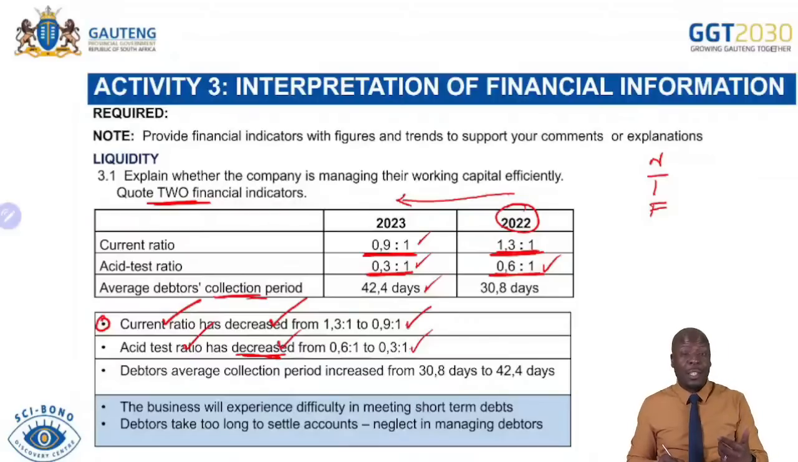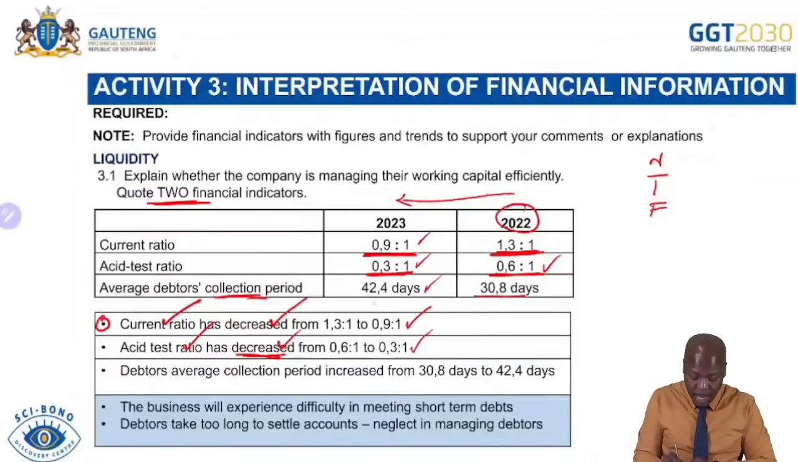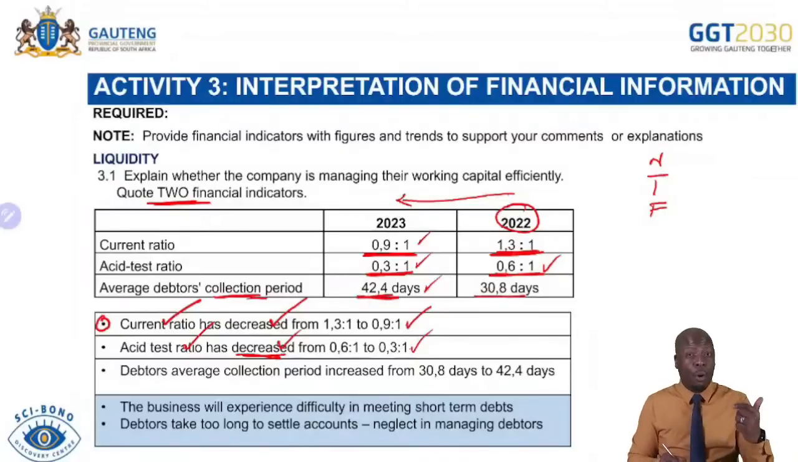Then the last one is the average debtors collection period. This simply tells us the average number of days that debtors are taking to settle their account. In 2022, it was 30.8 days, which was good. In 2023, it is now 42.4 days, which is now more. What that means is debtors are now taking more time to settle their accounts. That affects our liquidity. So we say the debtors average collection period has increased from 30.8 to 42.4 days. That is not a good situation.